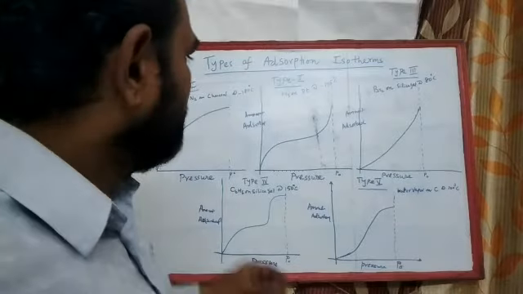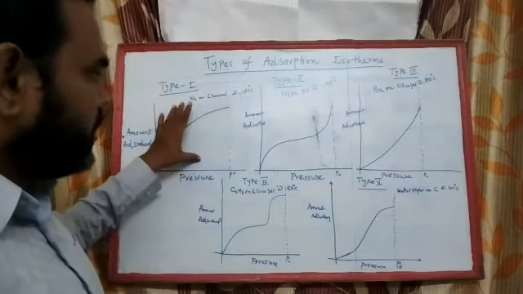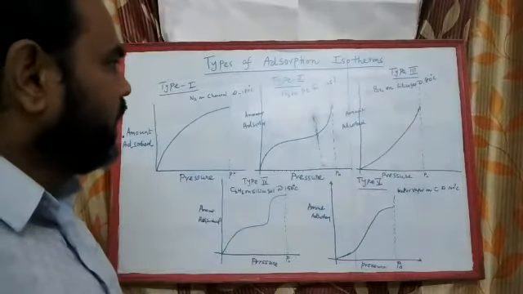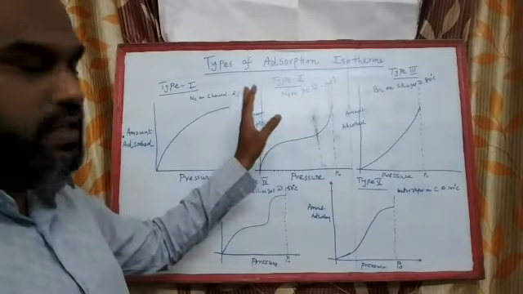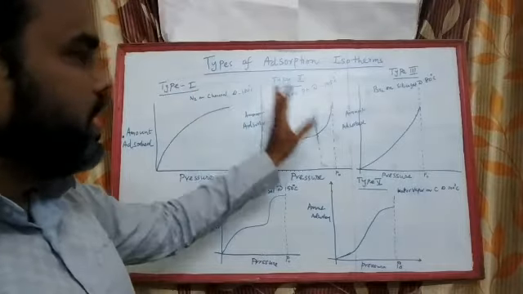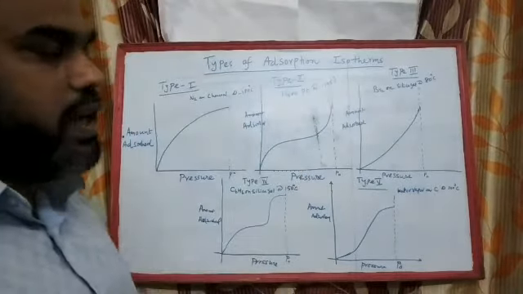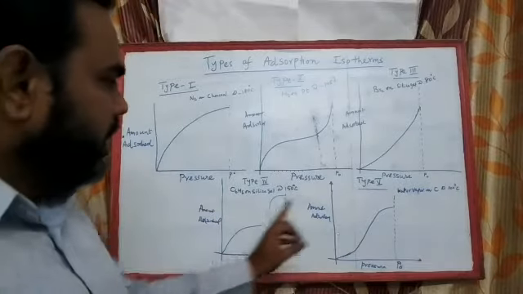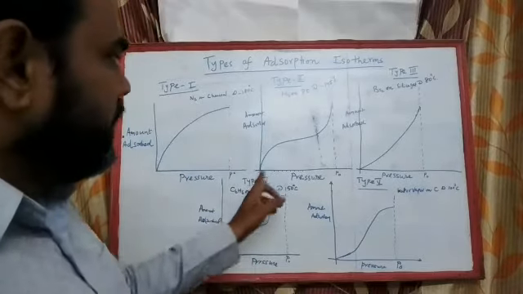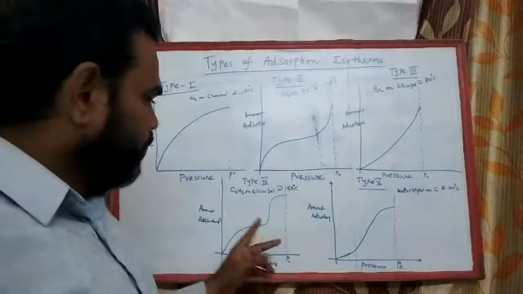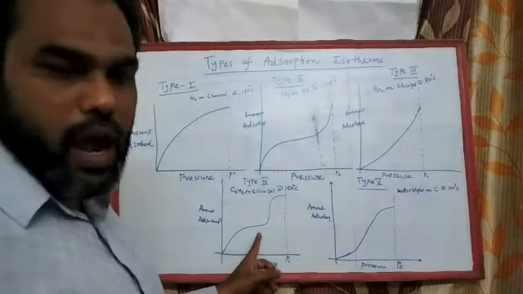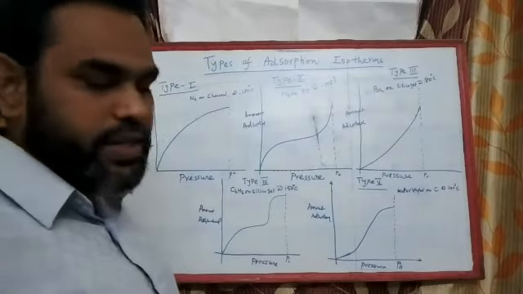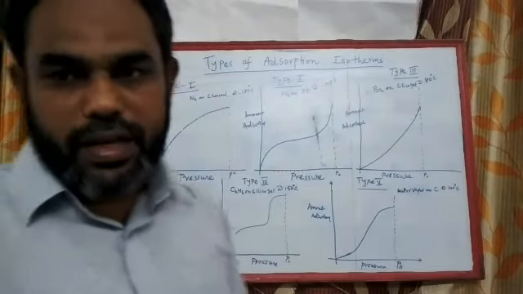So type 1 is about a monomolecular layer, and types 2 and 3 are about a multimolecular layer of adsorption at various adsorbates and adsorbents at different temperatures which are kept constant. And type 4 and 5 are different from type 2 and 3. In type 4 and 5, apart from the multilayer adsorption, there is a capillary condensation of adsorbate taking place.